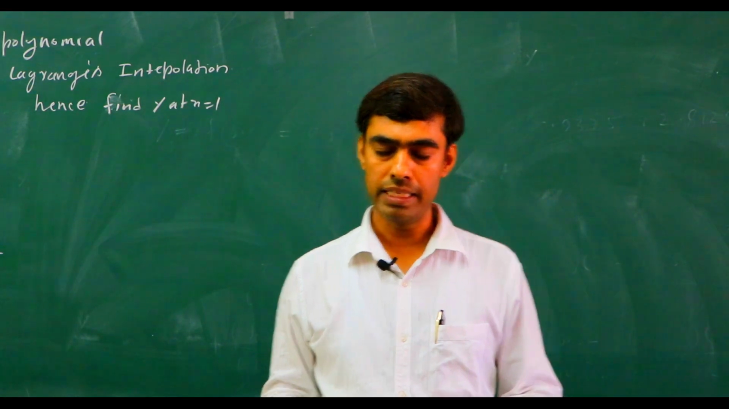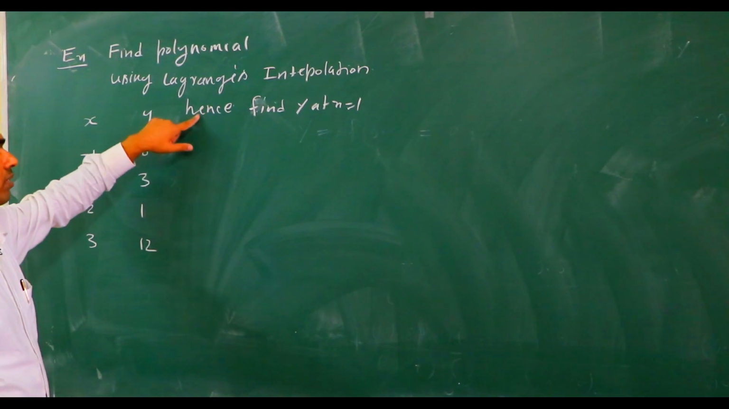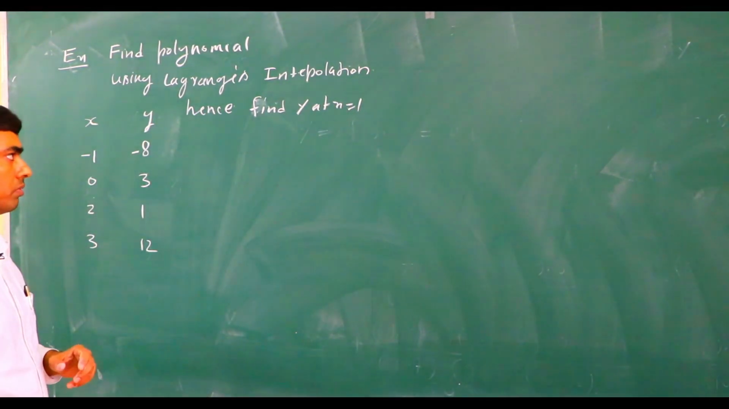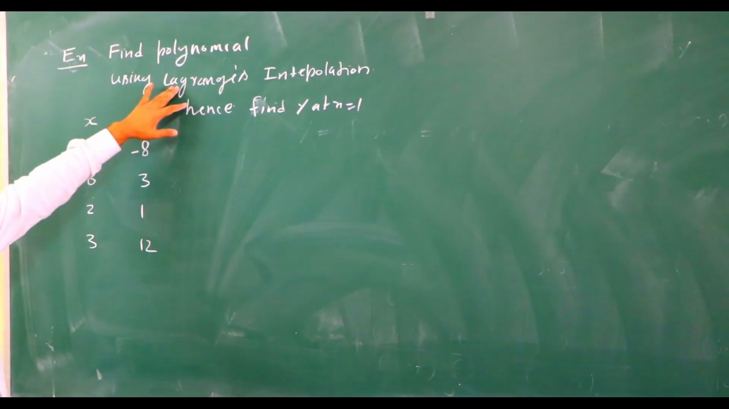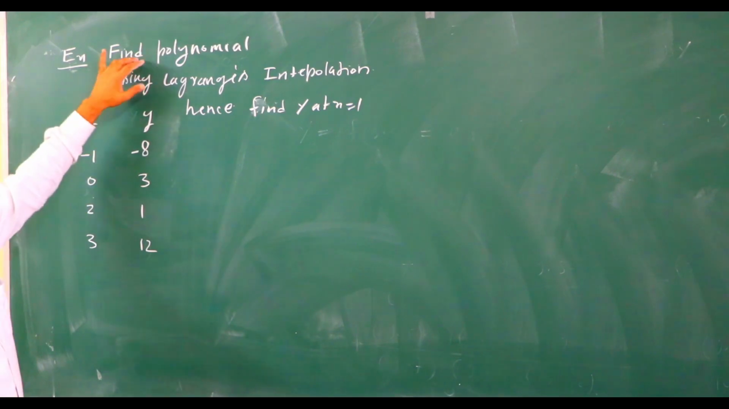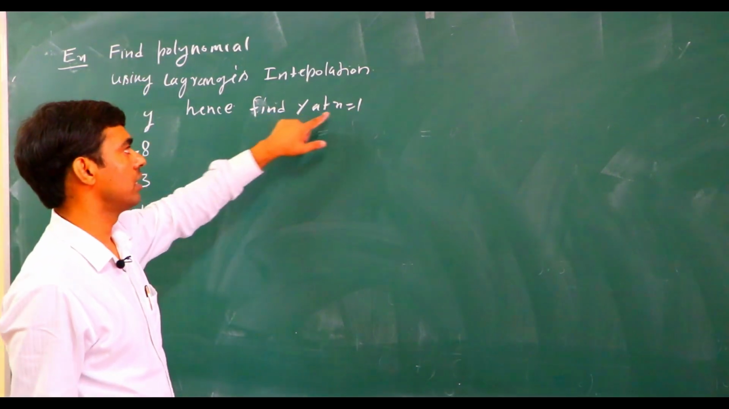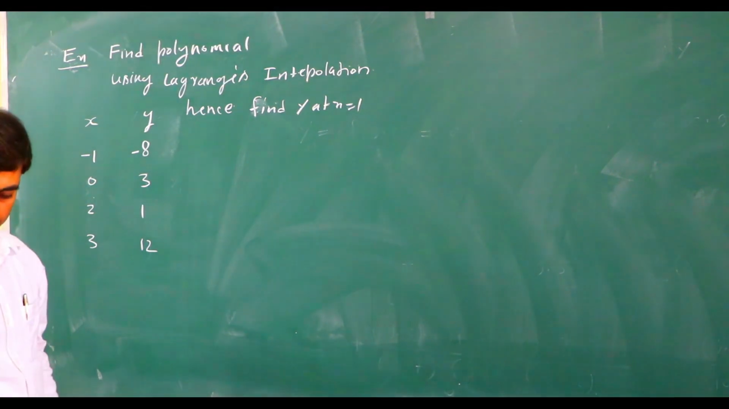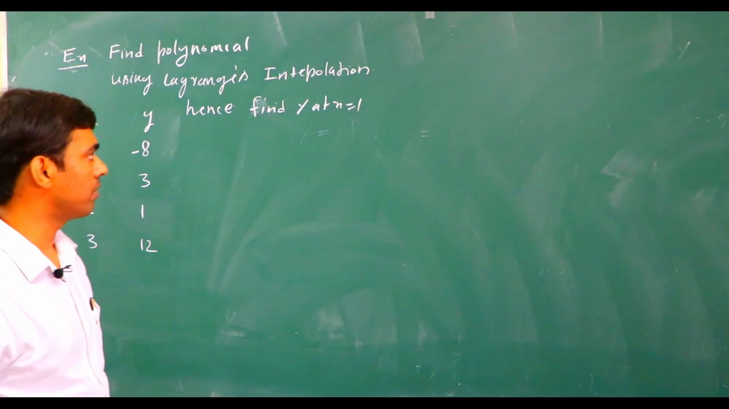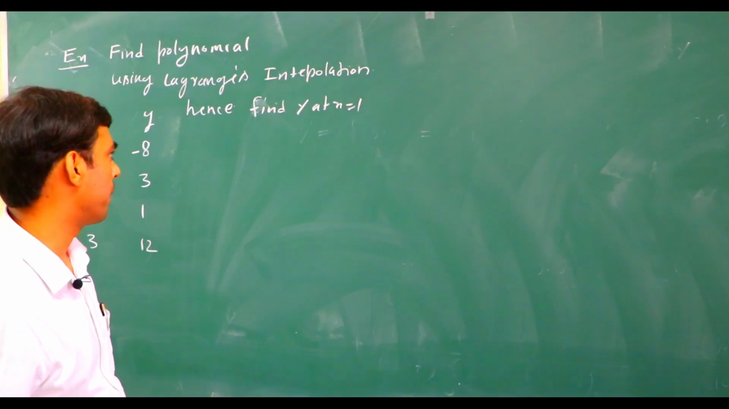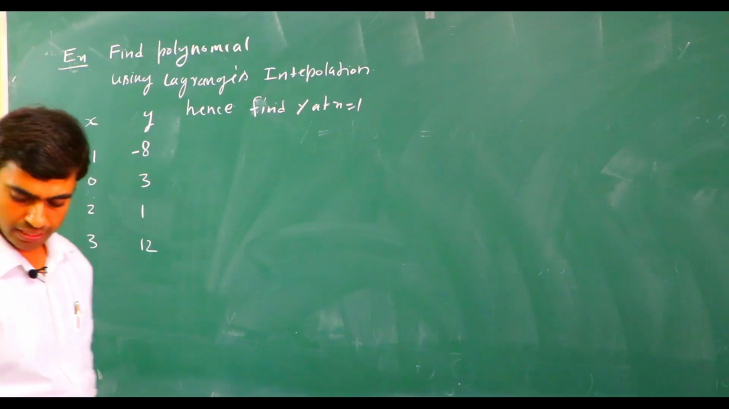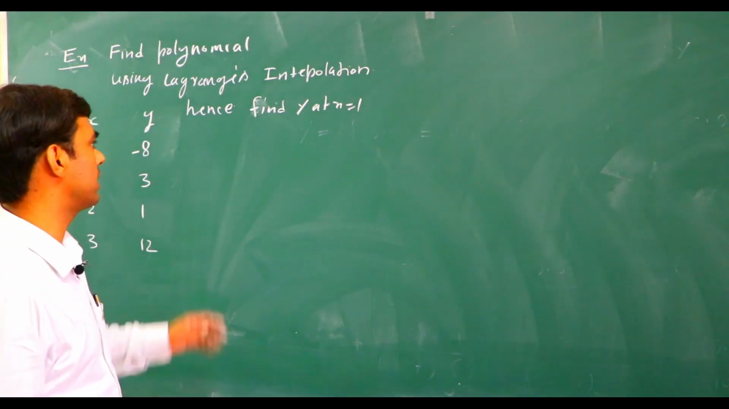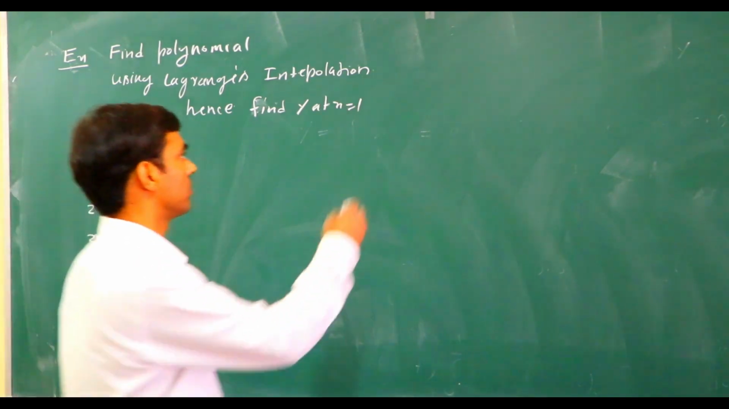So in this example, find a polynomial using the Lagrange interpolation formula, hence find y at x equal to 1. What is the meaning of this? With the help of this data, using the Lagrange interpolation formula, first we find a polynomial, then we put x equal to 1 to find the value of y. So how do we find the value of y at x equal to 1? First we find a polynomial. So as usual, first we write the Lagrange interpolation formula.